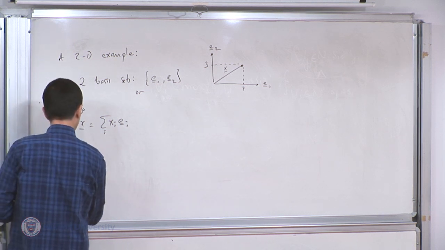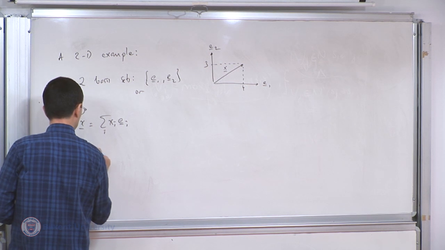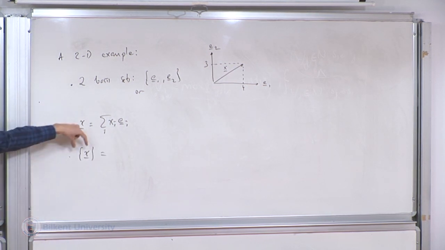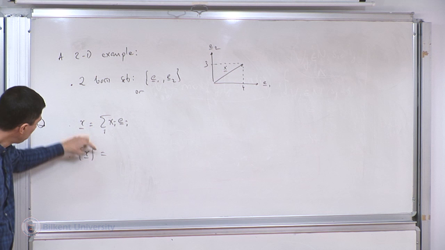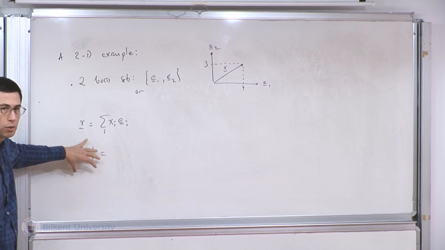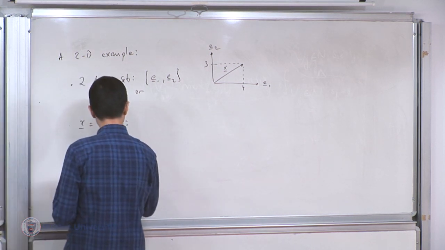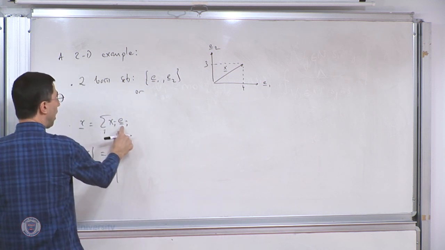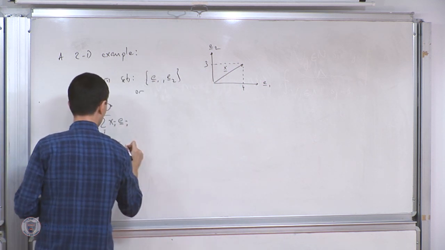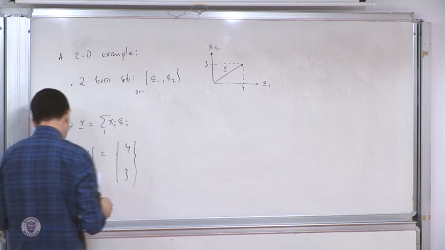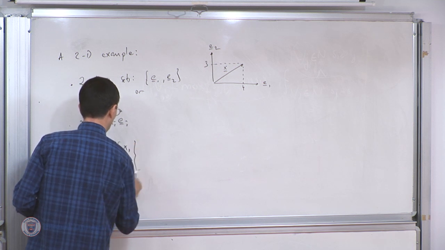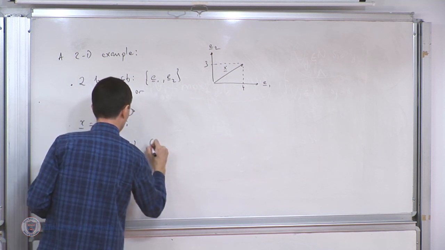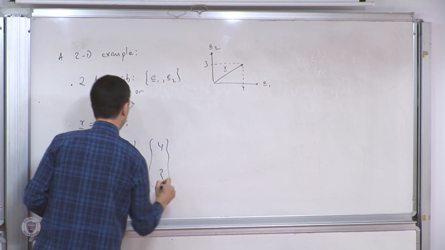And then what I can also do is put the components of the vector and use standard linear algebra notation. This means that I take the vector x and I put its components in an array. I will still call it a vector. Okay, so this thing, using the ei basis, is x1, x2, it's 4, 3.